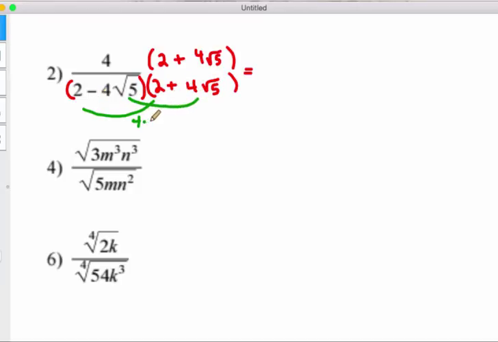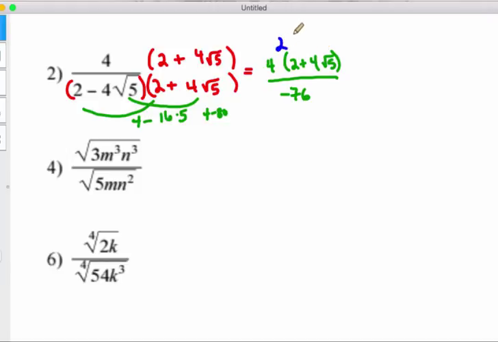Last, I will have minus 16 times 5. So my denominator looks like it's going to be 4 minus 80. Okay, so that denominator is now rationalized. But what do I notice in the numerator? Well, certainly I could actually factor out another 2.